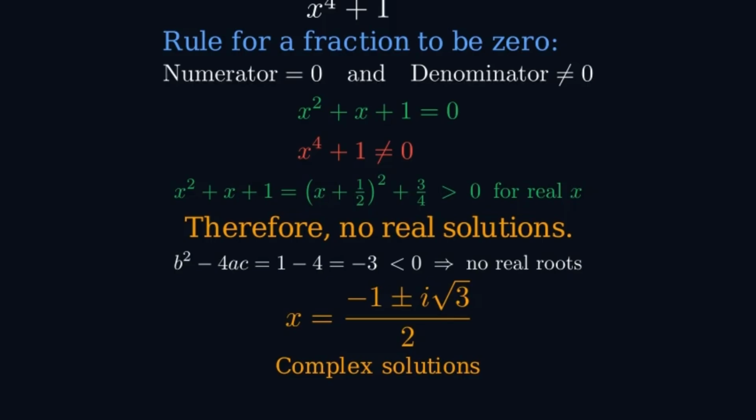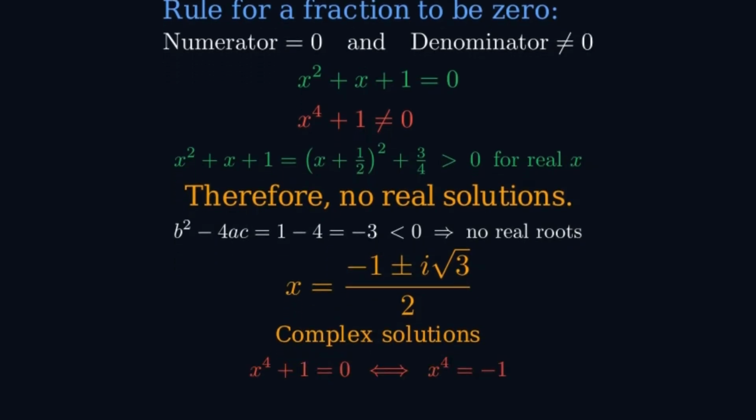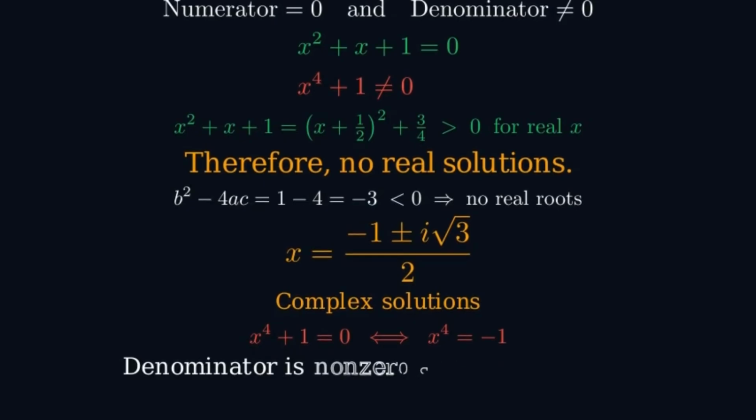We must also make sure the denominator is not 0 at those x values. The equation x to the fourth plus 1 equals 0 has solutions where x to the fourth equals negative 1, which are the fourth roots of negative 1. Our solutions, negative 1 plus or minus i times square root of 3 over 2, are not any of those fourth roots, so the denominator is non-zero there.